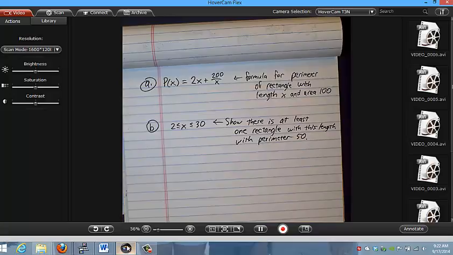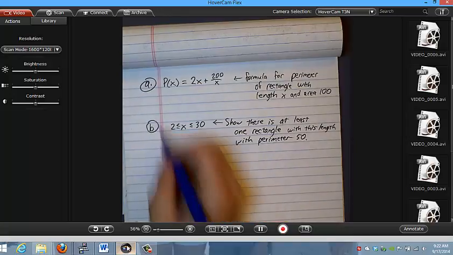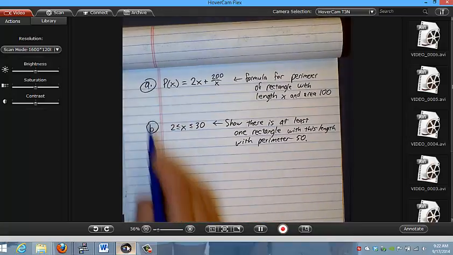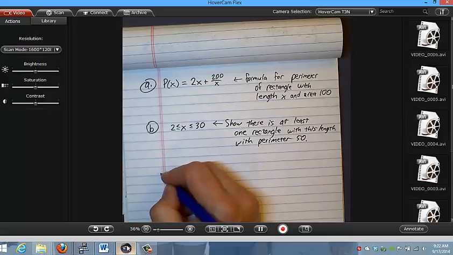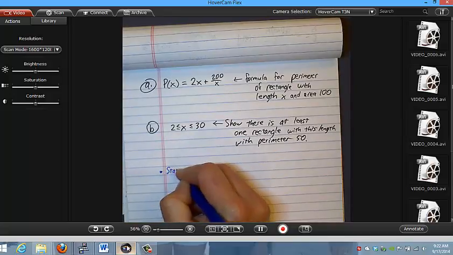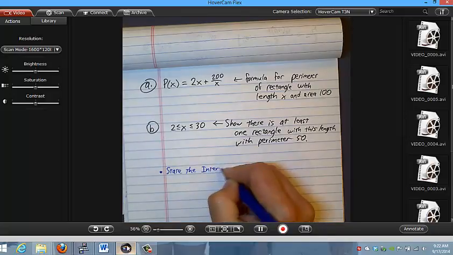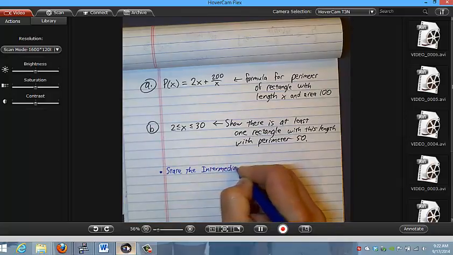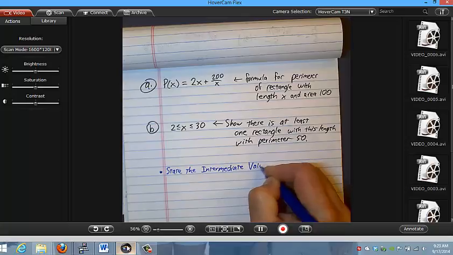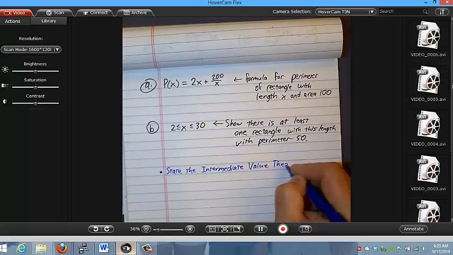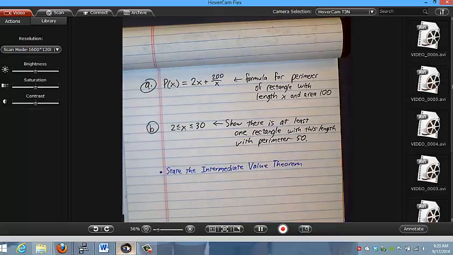Now, if it were me on a test, probably one of the things I would do is ask you, first of all, for part A and a half, like between part A and B, I would say this. State the intermediate value theorem. Just to make it real clear what you're going to use on this problem. And make sure, because it could be that a student knows the intermediate value theorem, but then can't use it. But I want to give you points for knowing it.